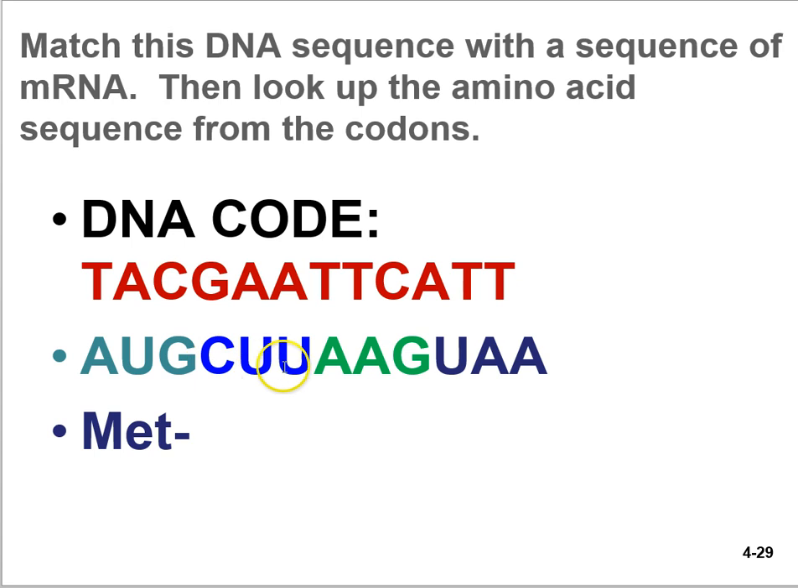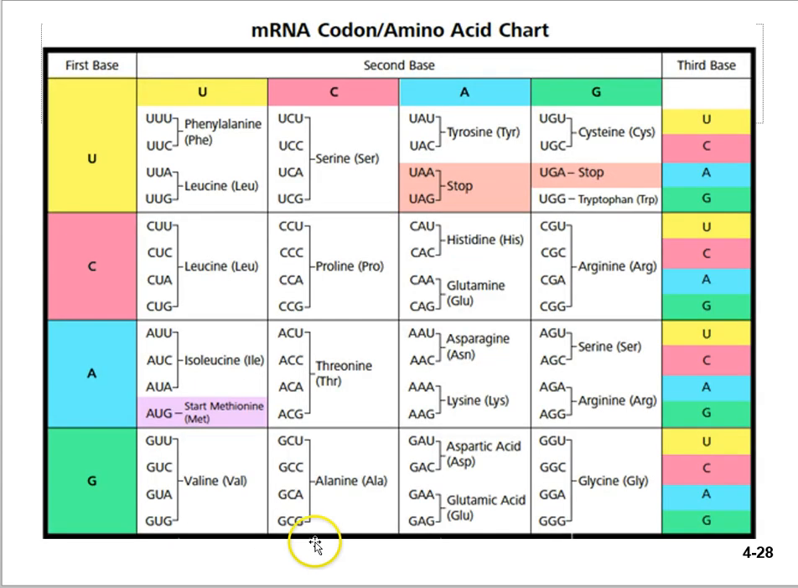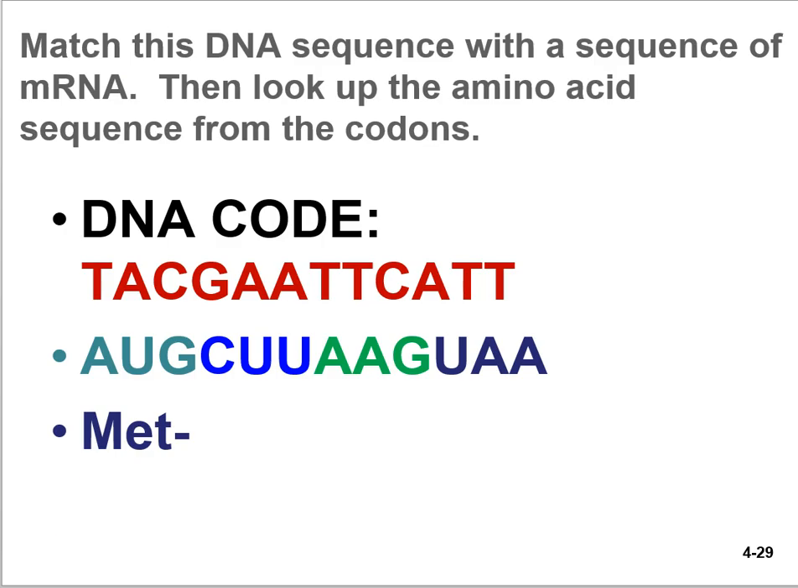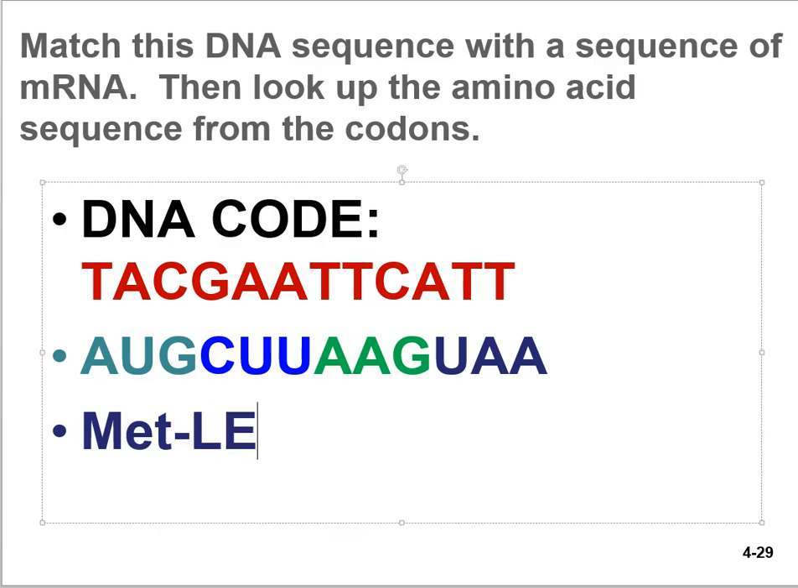Now I'm going to look up CUU in the amino acid chart. I'll use this one this time. First base is C, second base is U. Bring it to this box. Bring the third base U over. Well, everybody in this box codes for the same amino acid. So that was pretty easy. It's called leucine, or L-E-U for short.